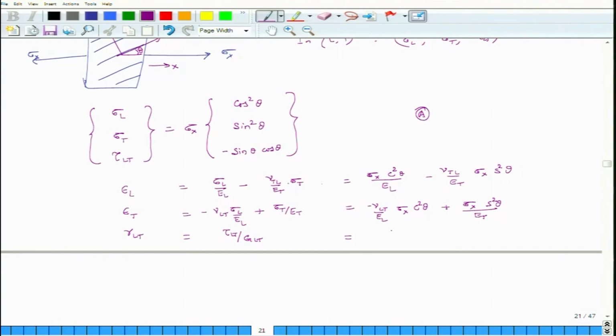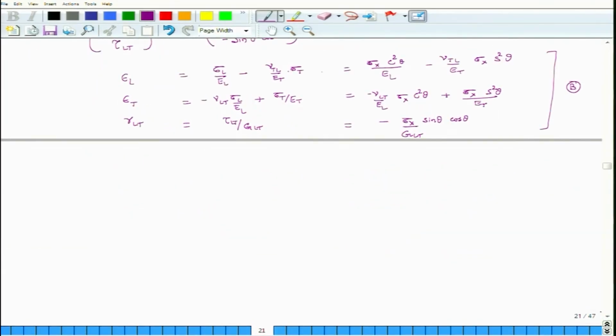So, what is tau LT? Tau LT is, as per this relation, minus sigma x sine theta cos theta. So, it is minus sigma x sine theta cosine theta divided by GLT. So, this is another set of equations, we call that B.